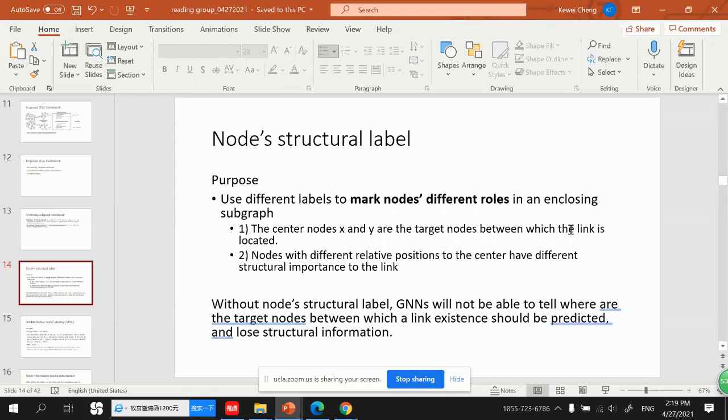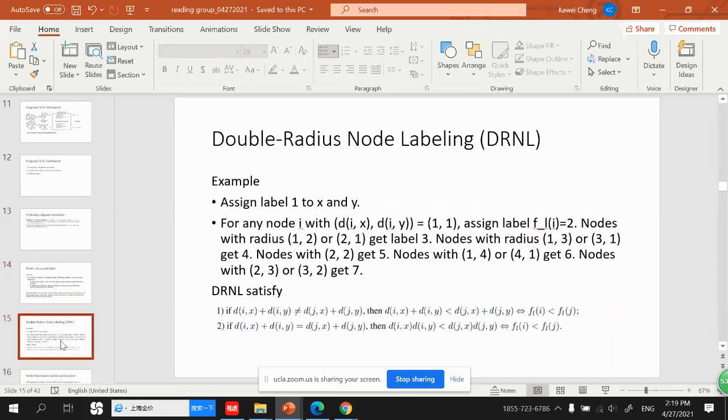And then this part, the node structural label, is pretty important, because without the node structure labels, DRNL will not be able to tell where the target nodes are, and why the nodes with different relative positions to the center nodes are different. So in order to achieve this goal, the author proposed a mechanism, double radius node labeling.